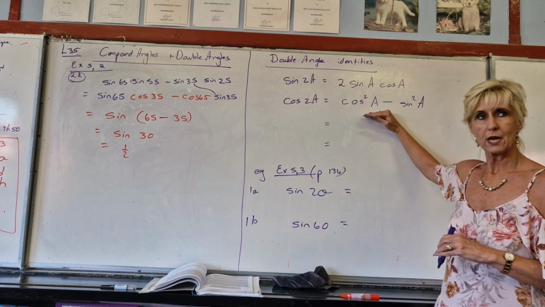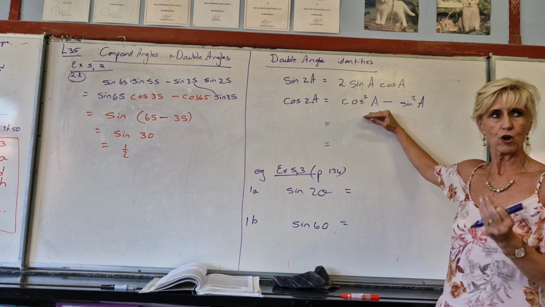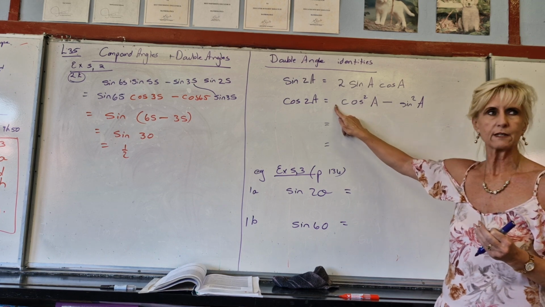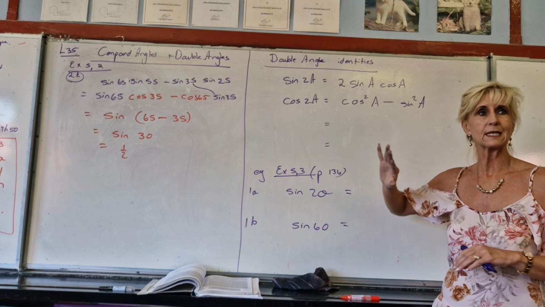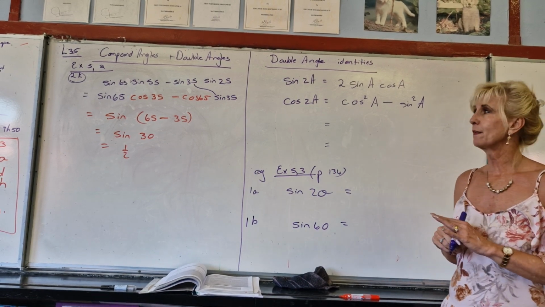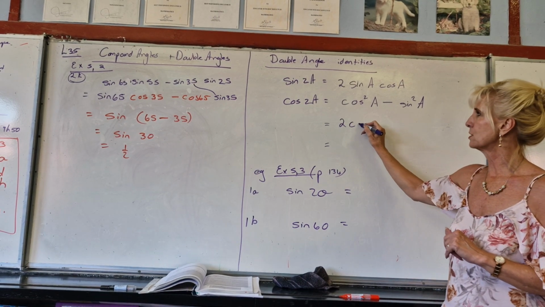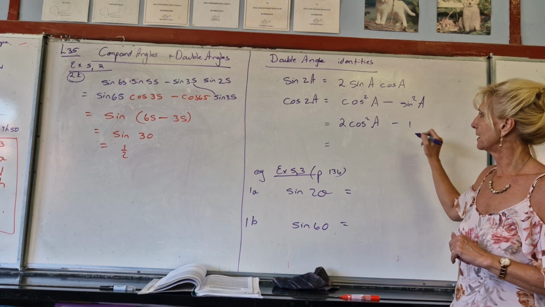No. If you times this whole thing by a negative by taking out a common factor, this will be negative and this will be positive. You're not going to get to sin squared plus cos squared. This is a different identity. Right, the other one there is 2 cos squared minus 1.